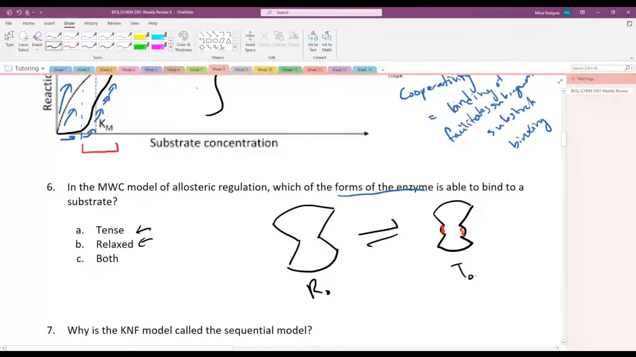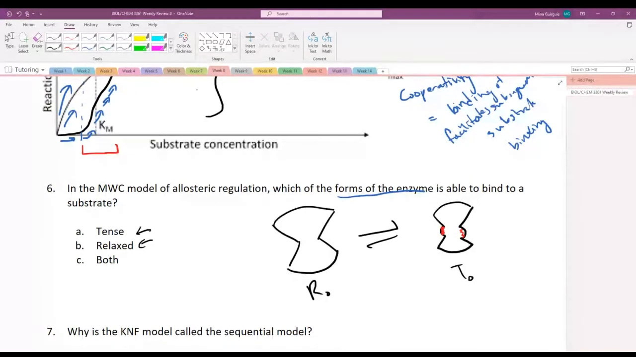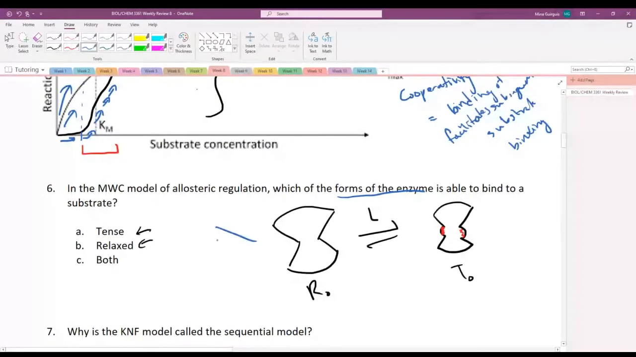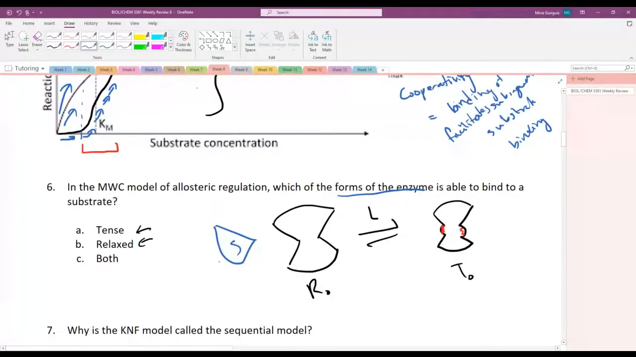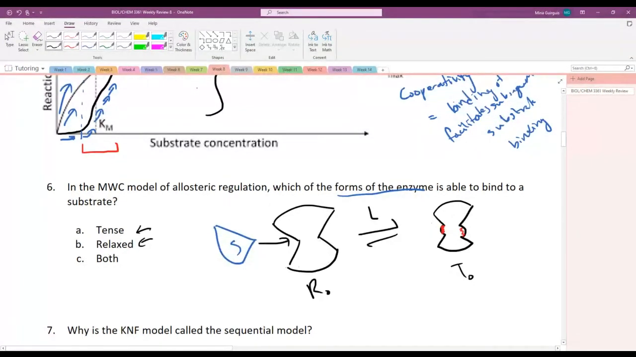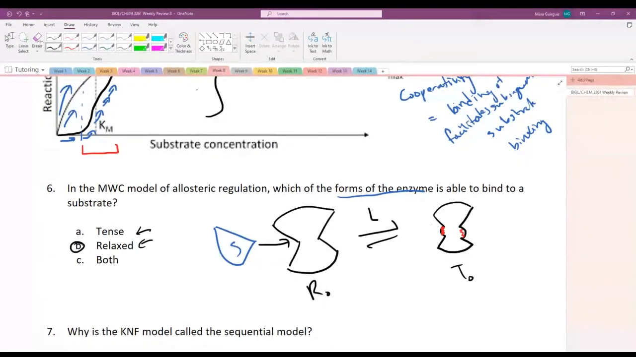And they're in equilibrium, and the equilibrium constant here is called L. Again, for the sake of convenience, because I am a terrible artist, this is our substrate. Even with my pretty poor drawing, I don't think it needs to be explained in too much depth that the substrate will fit in the relaxed state. So the answer to this one is B. But there's a lot more to the MWC model.